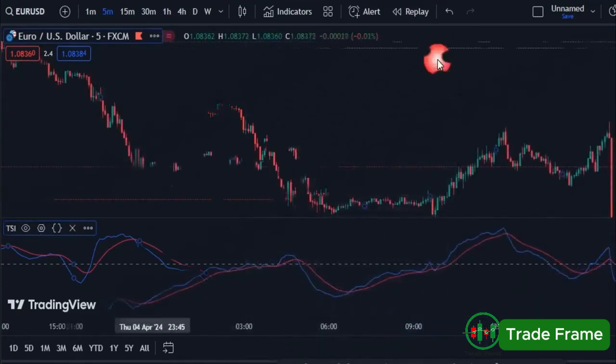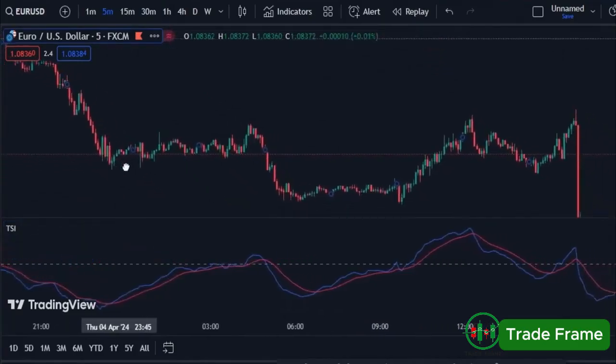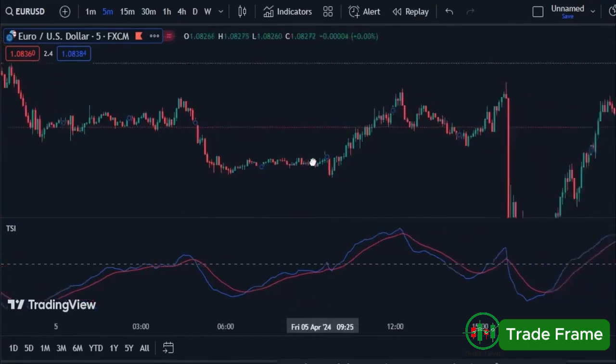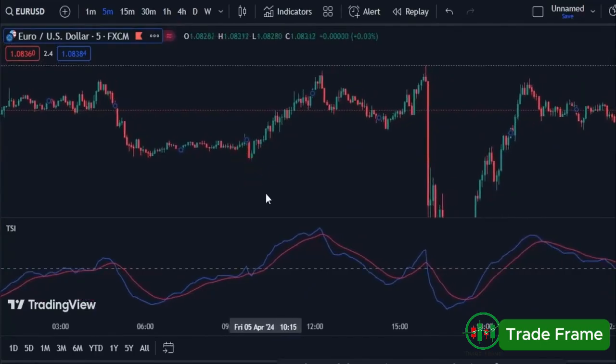Also, when the blue line, which is our TSI line, has a bullish crossover, it means the blue line is above the red line. We are in a short-term upward movement, and conversely, it applies to a downward price trend as well. That is when our TSI line has a downward crossover, meaning the blue line forms below the red line, which is our signal line, we are in a downward movement.